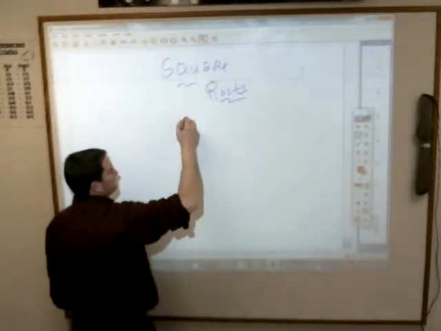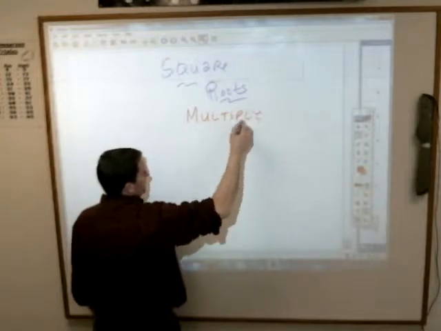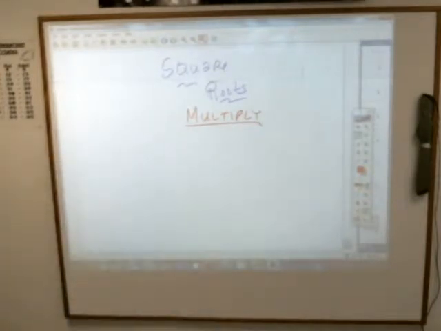Multiplying them. But before we talk about multiplying them, let's review simplifying them. Because I think if you understand simplifying, the multiplying of them will make life that much better.